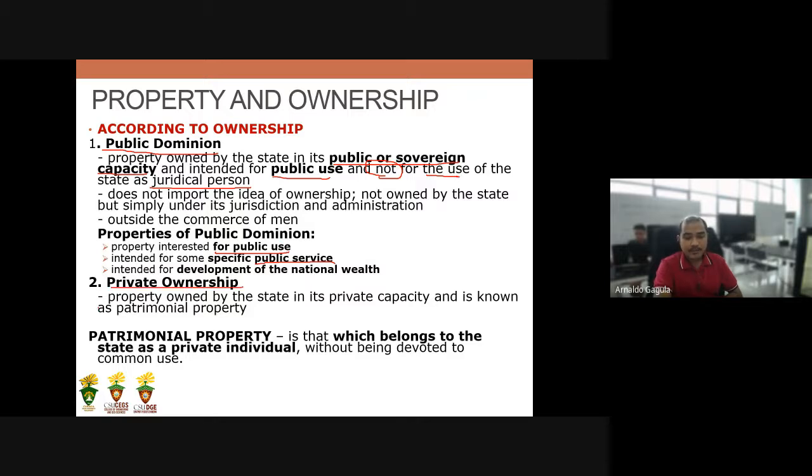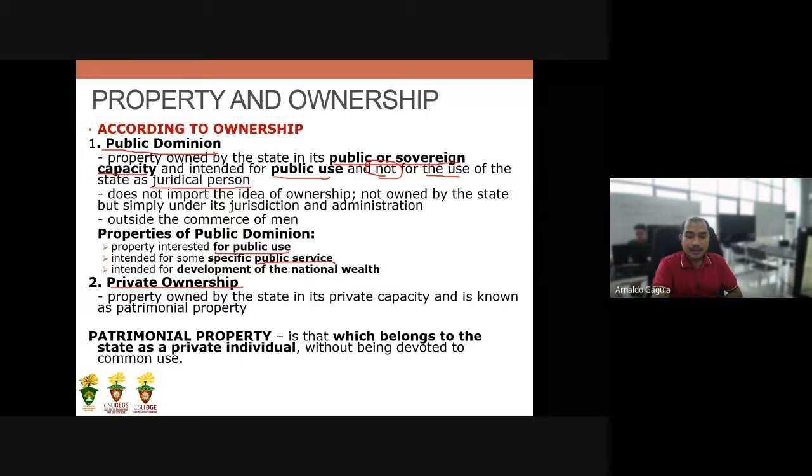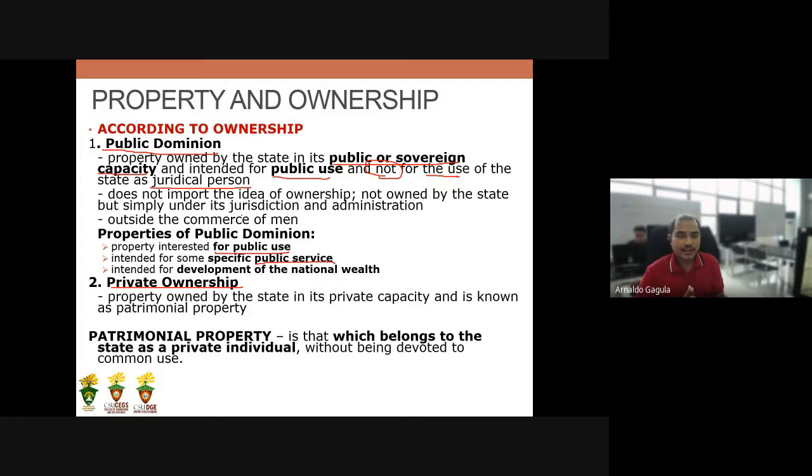We have also private ownership, property owned by the state in its private capacity. Property in its private capacity is known as patrimonial property. So, private ownership, if a specific part of the land is owned by the government, it is called patrimonial property. So, when you say patrimonial property, that is which belongs to the state as a private individual without being devoted to common use. So when it is a parcel and it is patrimonial property, the government owns it in the capacity of a private individual.